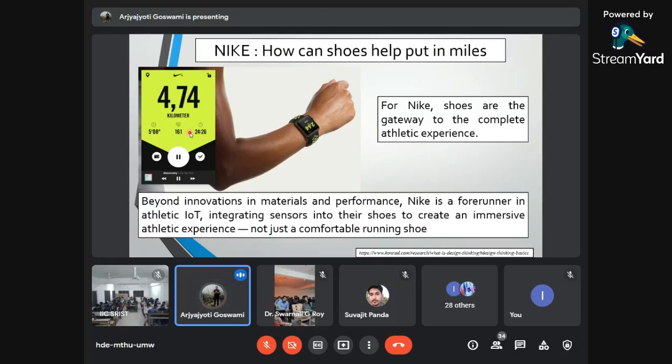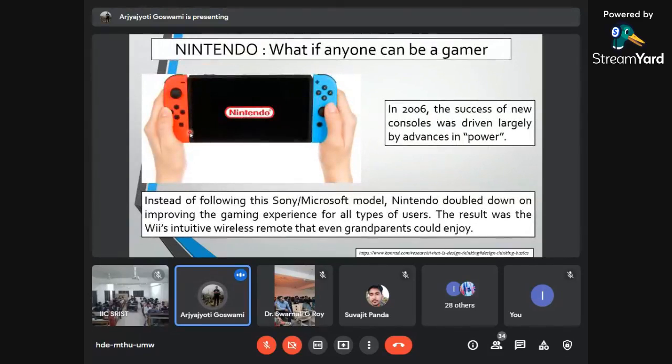Okay, so Nike has thought from the human point of view that human beings don't only want to wear shoes, they want to also measure the miles, right? They want to have a proof that these many miles I have walked, so that they can take a screenshot and share it in their WhatsApp and show other people that I am doing very good exercise. I'm thinking about getting exercise, right? That kind of thing. Human-centered design.